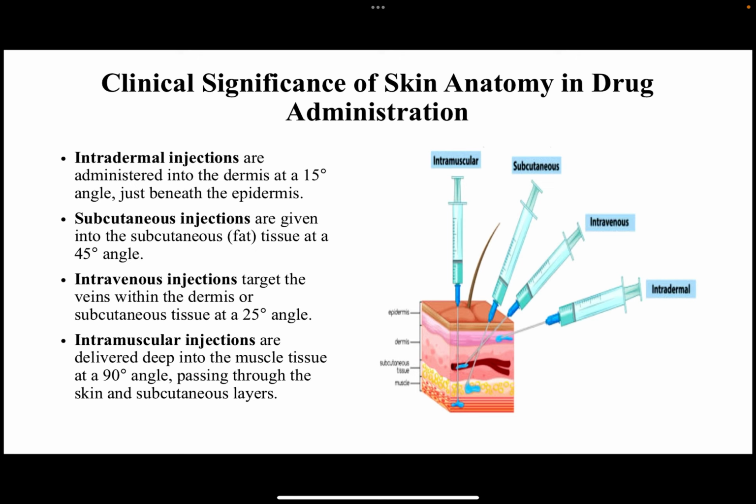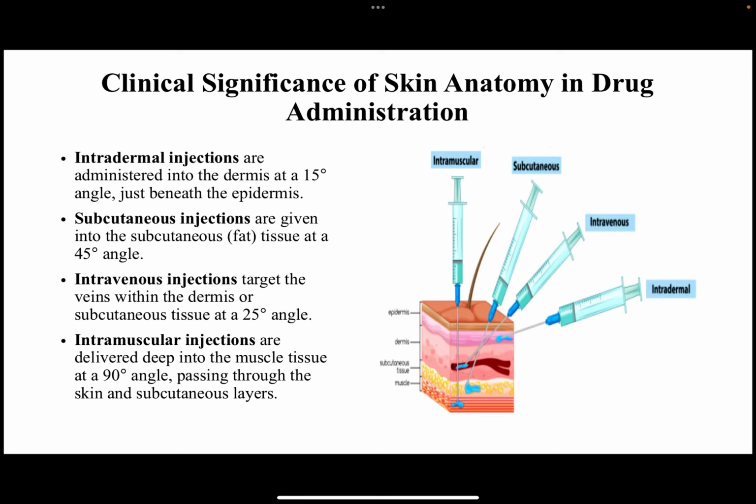From the subcutaneous layer, you are going to the muscles. Do you get it? You are going into the muscle layer. Is that okay? And some drugs are also administered into the muscles, and those are what we call intramuscular routes. Usually, you deliver it into the muscles at an angle of 90 degrees.